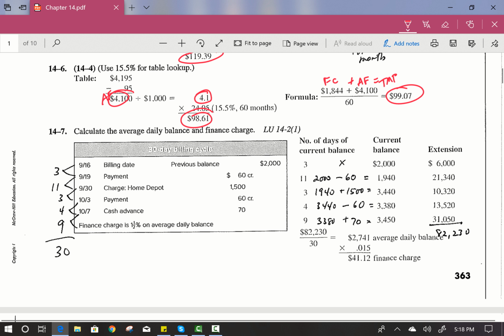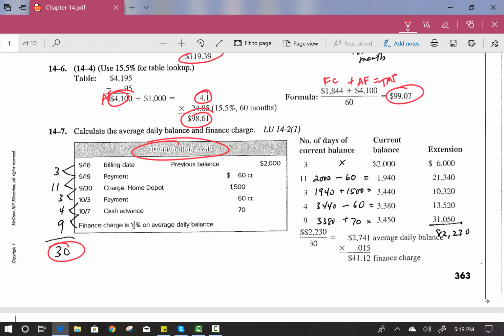Okay, then number 7, we're going to calculate the average daily balance and the finance charge. The first thing I do is count the number of days between each activity date on my revolving charge account. This is a 30-day billing cycle, and so the number of days in the activity should equal 30 days.